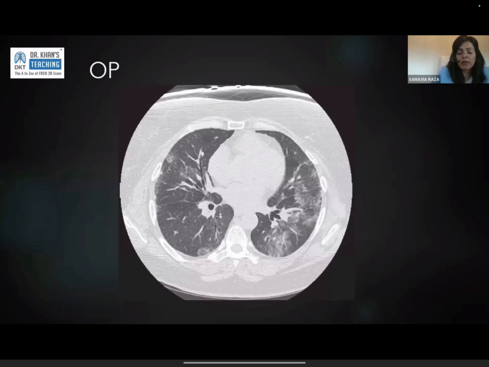This used to be called BOOP. Now it's called COP, or organizing pneumonia. The feature you want to see, especially in an exam scenario, is fluctuating consolidation. So today they presented it like this. They would not improve on antibiotics, they would improve with steroids. 6 months from now, they presented the same way, but this time the areas we saw previously had gotten better. They had new areas in new locations. So fluctuating consolidation or fluctuating ground glass.